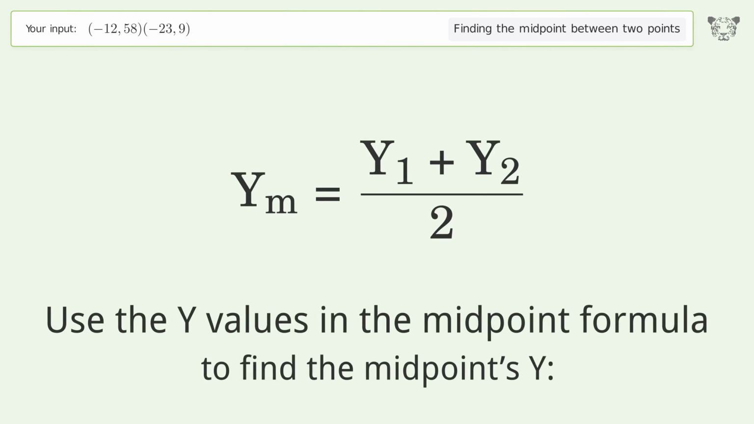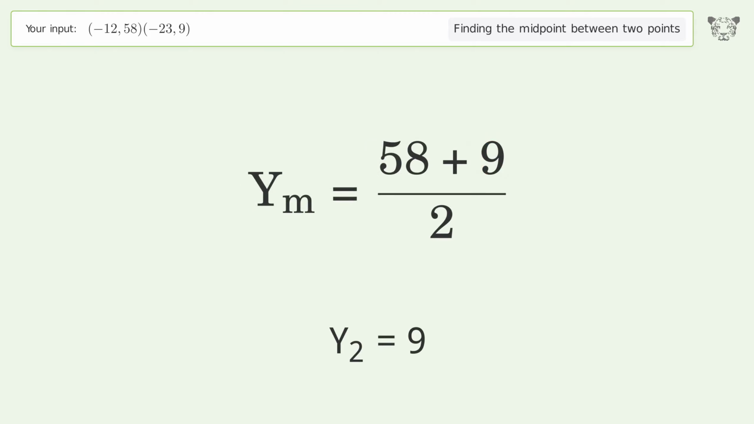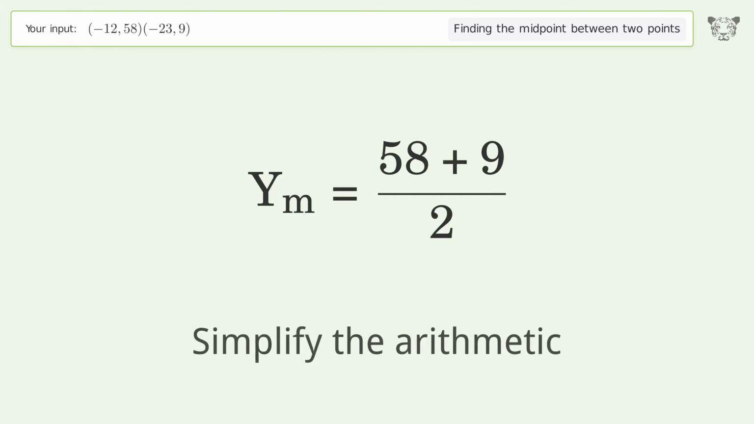Use the y values in the midpoint formula to find the midpoint's y. y1 equals 58. y2 equals 9. Simplify the arithmetic.